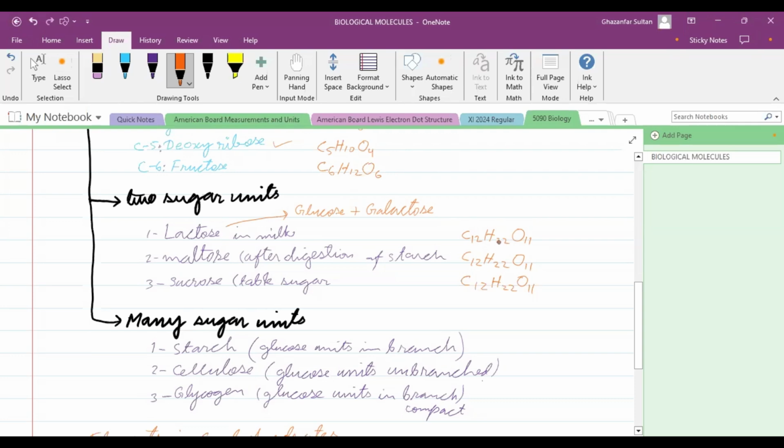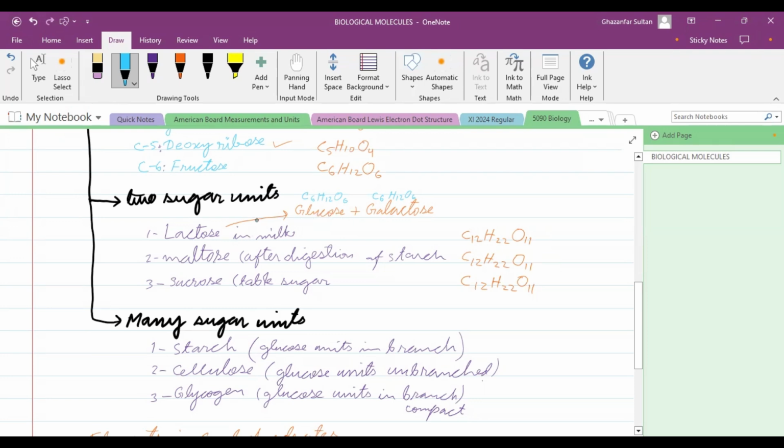Have you seen? The formula of glucose is C6H12O6 and galactose is also C6H12O6. If you add them, then it should be C12H24O12. Sir, do we have to know all this? No, actually, we will cover it in the digestive system, during the digestion.